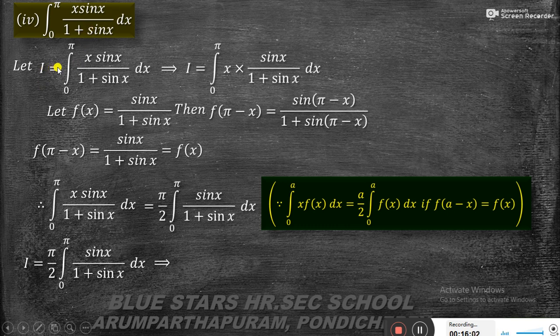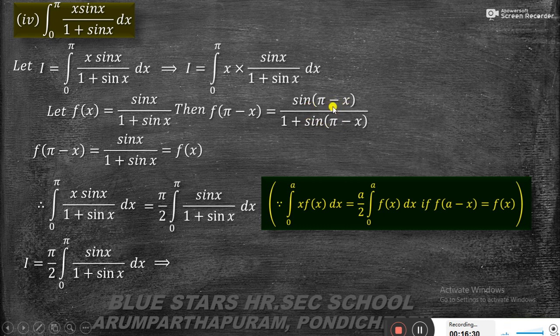So I equals the integral from 0 to pi of x sin x by 1 plus sin x dx. Here f of x equals sin x by 1 plus sin x. Then f of pi minus x: every x, I substitute pi minus x. So sin of pi minus x by 1 plus sin of pi minus x.